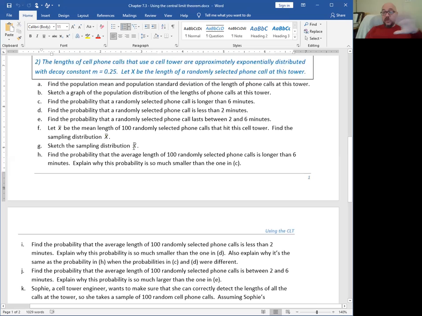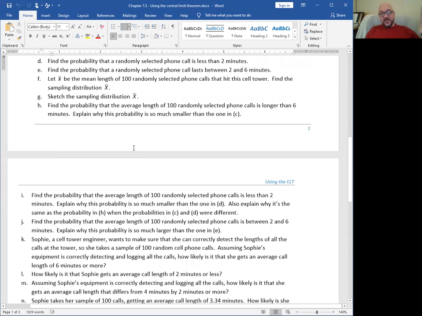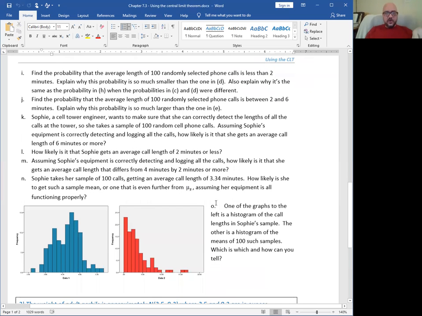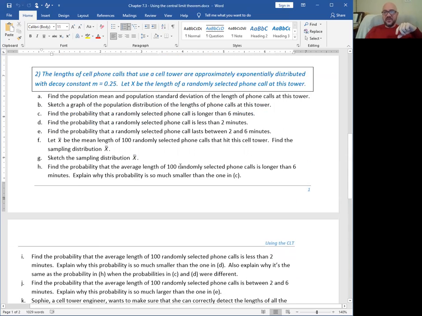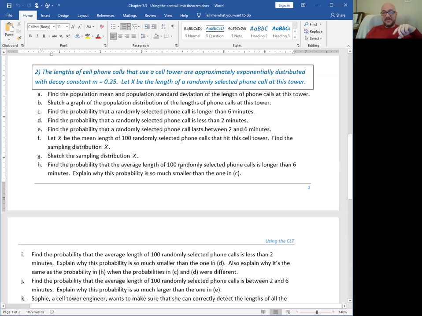Number 2, this is definitely the long one. This question actually used to have more parts. Oh, no, it still goes to O. This is my current record holder for most parts in a question. Up through O is pretty good. I'm feeling good about it. It's 15 parts.